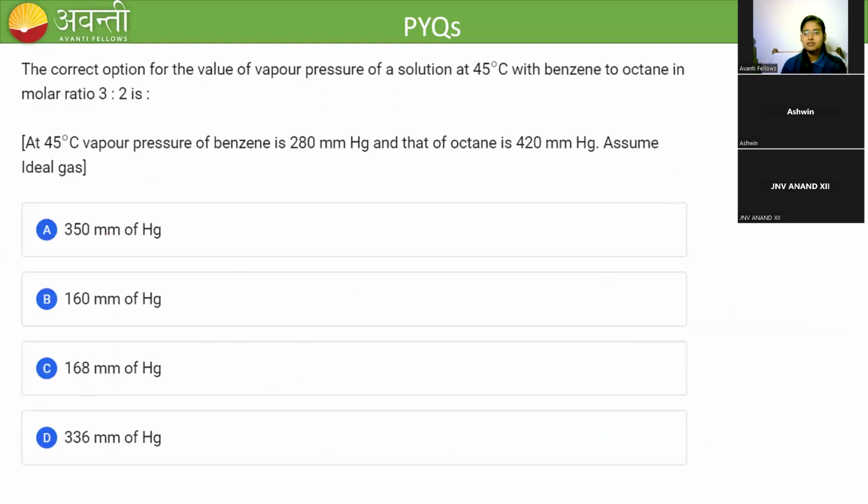The correct option for the value of vapor pressure of a solution at 45 degrees Celsius with benzene to octane in molar ratio 3:2 is? The vapor pressure of benzene is given and the vapor pressure of octane is also given, and we have to assume this as an ideal solution. Now, how to solve this question? We have to find the vapor pressure of the solution, that is, the total vapor pressure.